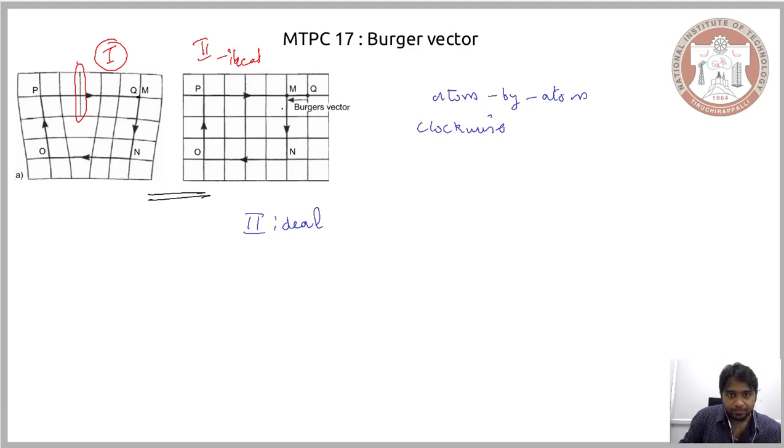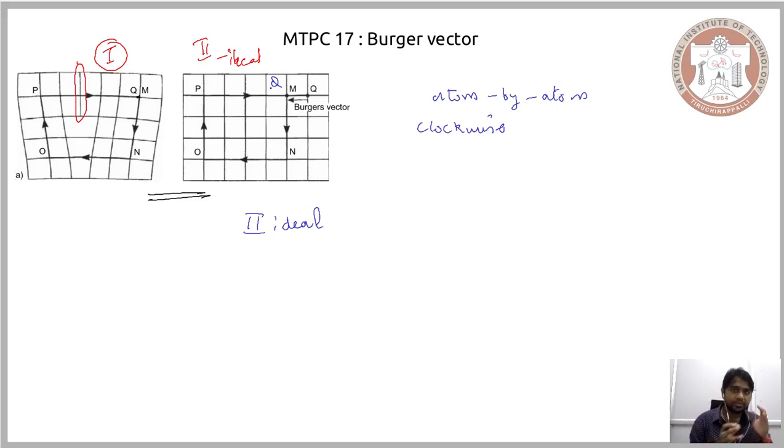When we begin with the ideal system and we begin constructing a Burgers circuit, we move in a clockwise manner and we move atom by atom, or rather lattice point by lattice point, and we end up with a circuit in such a way that your Q and M overlap with each other. So essentially, in the initial case, we began by considering a system with an edge dislocation. We constructed a Burgers circuit, we reconstructed it into the ideal system, and we calculated the Burgers vector.